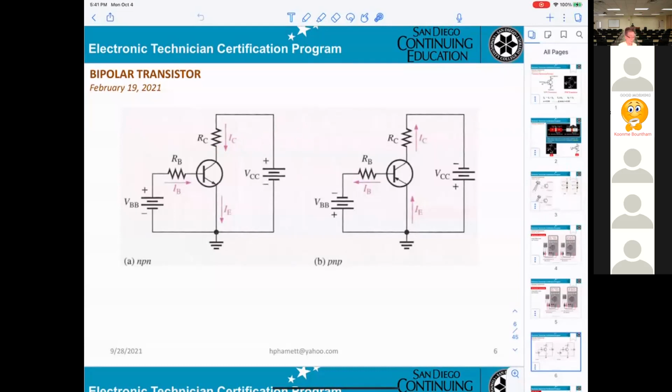Okay. So now we're talking about DC bias. DC bias means we're talking about the power supply and how it works with the transistor. In this circuit you get 2 power supplies, one is VBB and the other is VCC. And looking at the circuit, you see RB. What does RB stand for?